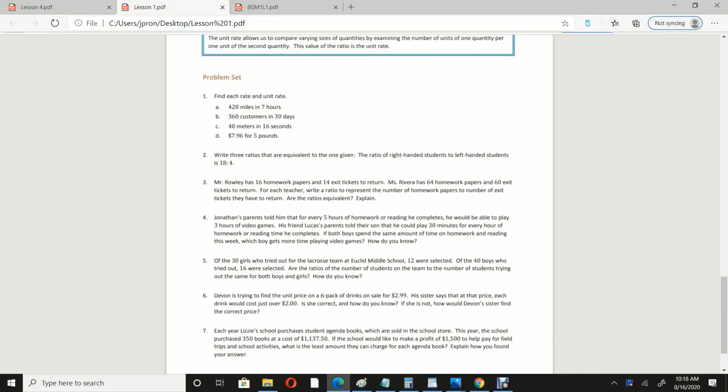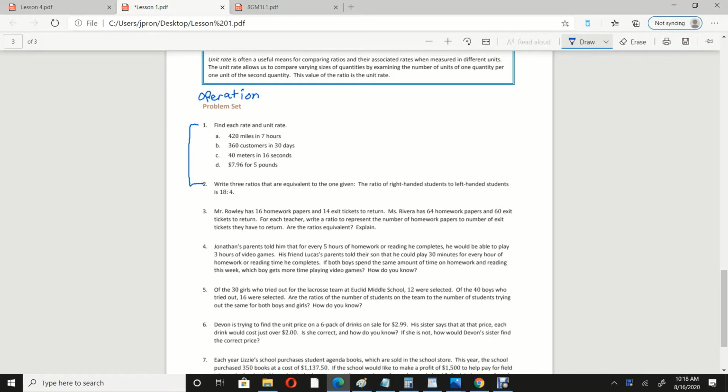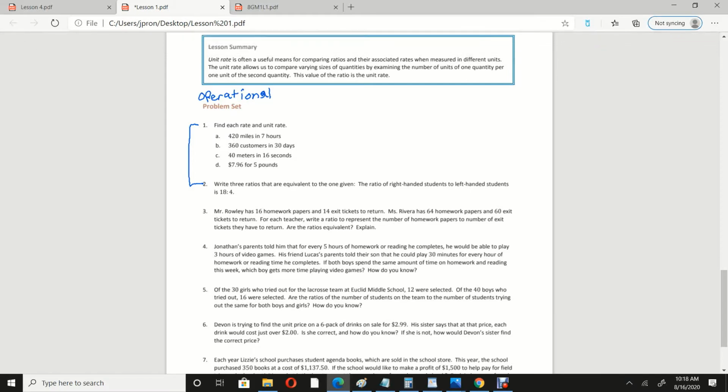7th grade, Module 1, Lesson 1, Problem Set. All right, so through this problem set, 1 through 2, 1 and 2 are going to be what you would consider operational, okay? There's not a whole lot going on with it. The number 2 actually has like a word problem with it, but I'm going to shorten that down.